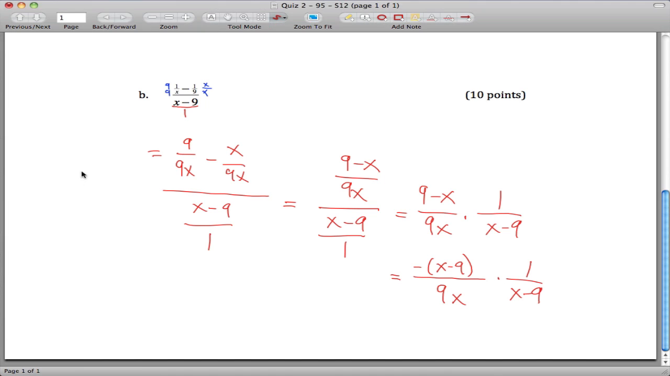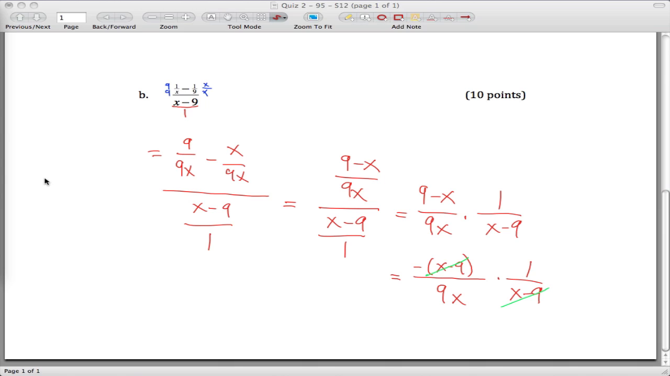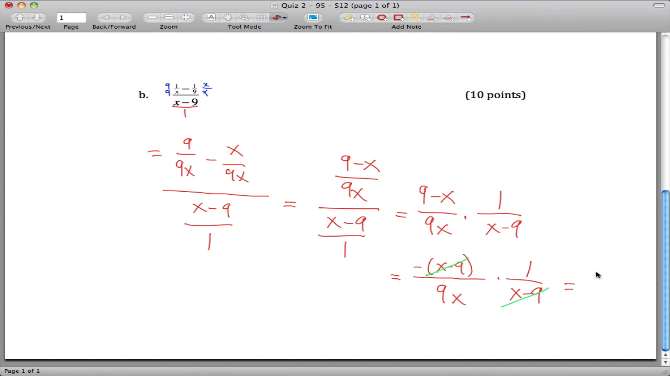And so if you write 9 minus x as negative x minus 9, then you can cancel out this x minus 9 and this x minus 9 and get for your final answer, negative 1 divided by 9x. And that's the final answer.